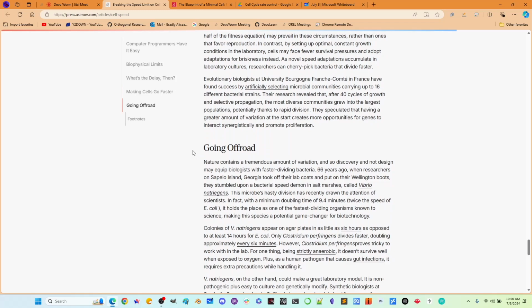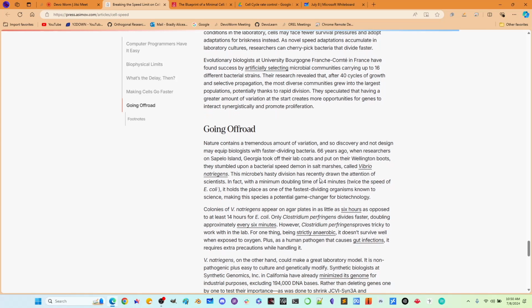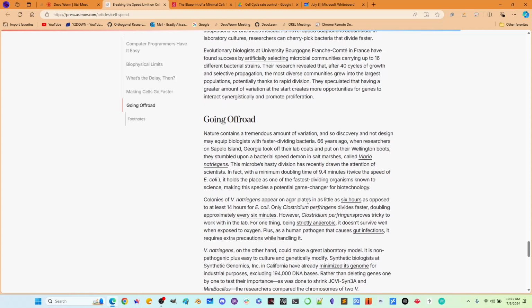And so finally, there's this section, going off-road. This is more of a back-of-the-envelope calculation of different systems, looking at this organism called Vibrio natriegens. This microbe's hasty division has recently drawn the attention of scientists. With a minimal doubling time of 9.4 minutes, twice the speed of E. coli, it holds the place as one of the fastest dividing organisms known to science. Colonies of V. natriegens appear on agar plates in as little as 6 hours, as opposed to 14 hours for E. coli.